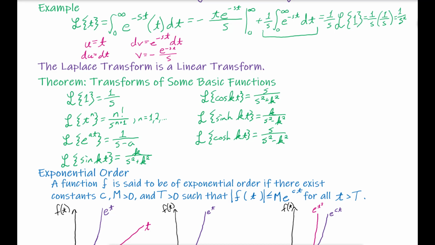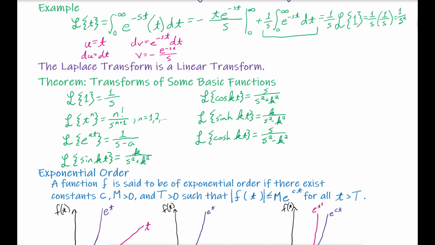If you're trying to take the Laplace transform of e to the at, that's going to equal 1 over s minus a. If you're trying to take the Laplace transform of sine of kt, that's going to equal k divided by the sum of s squared and k squared. If you're trying to take the Laplace transform of cosine of kt, that's going to equal s over that same sum of s squared and k squared. If you're trying to take the Laplace transform of the hyperbolic sine of kt, it's going to be k over the difference of s squared minus k squared.